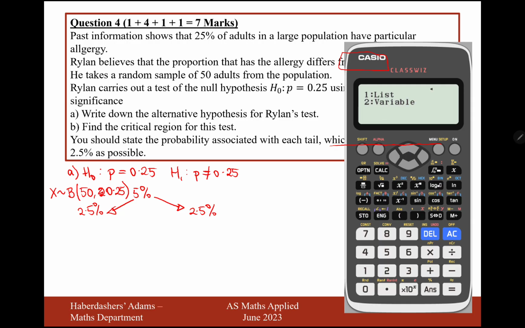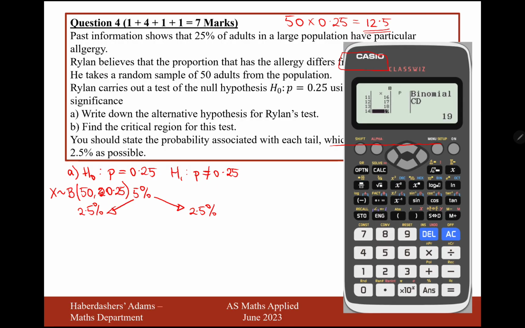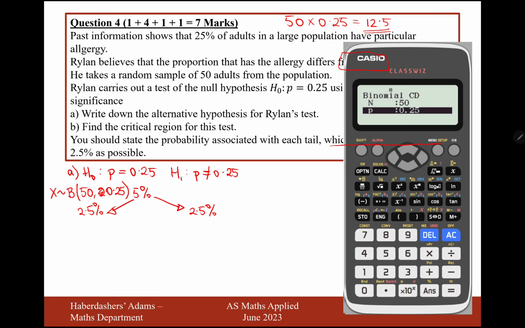Now, if we do a quick little calculation at the top of the screen, if we've got 50 adults, and it's probably about 0.25 probability they have this allergy, then that's going to be about 12.5 adults that we think might have the allergy. So we'll have to go a little bit lower than that and a little bit higher than that when we create our list. So my list has gone from 6 up to 19. I then press enter on that, and then I'll enter my binomial distribution values. So 50 is the n value, and p is the probability of having an allergy, so that's 0.25.